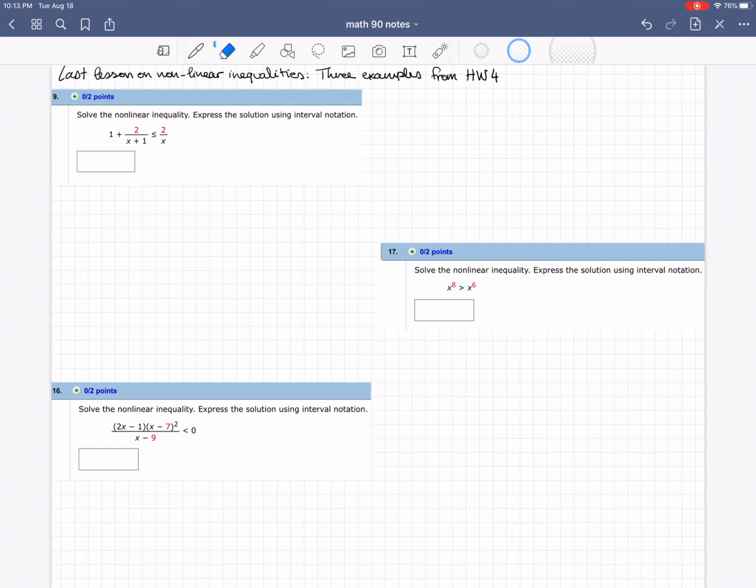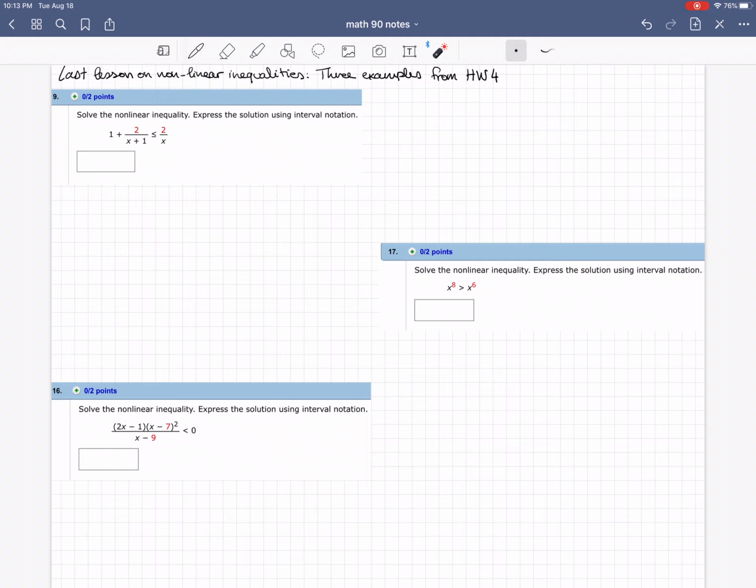In this lesson, we are going to look at finishing up our conversation about nonlinear inequalities, and specifically we're going to look at 3 examples from homework 4. We're looking at problem 9, problem 16, and problem 17. We'll do them in order of appearance, so 9 first, then 16, then 17. And what you'll notice is that even though it's the very first one in the list, number 9 is the most involved. So let's dig in and see what we find.